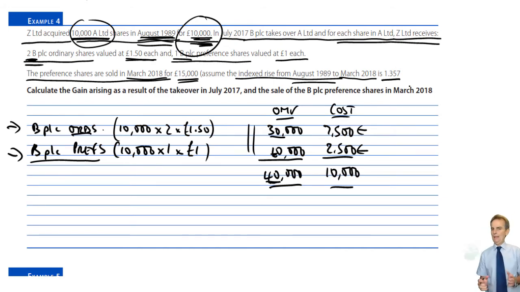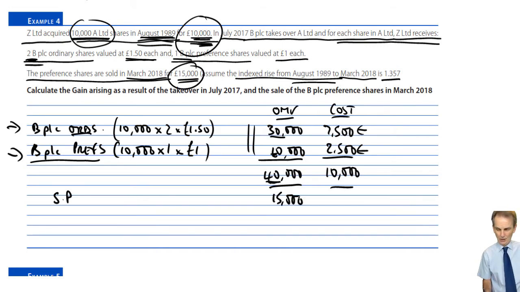Now again, technically what we're about to do in terms of computing the gain on the preference share disposal isn't quite right. But let's go through that process and see how quick and easy it is to deal with. So we know that our sales proceeds for these shares are £15,000. We know that the cost figure is established from here. Do check, of course, that all of the shares are being sold. Here it is the preference shares.